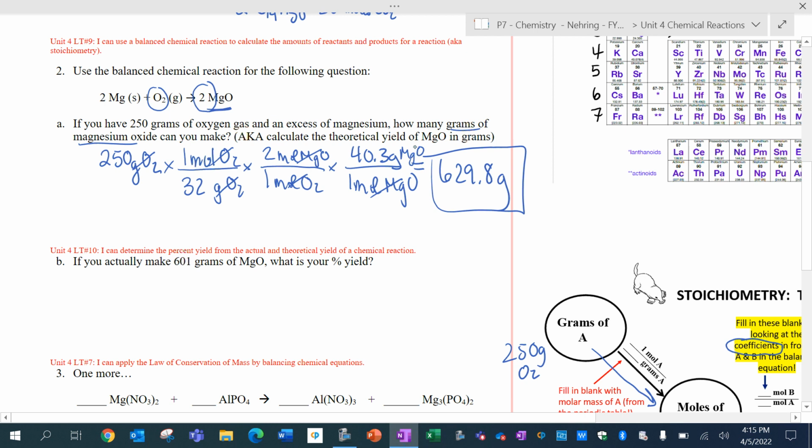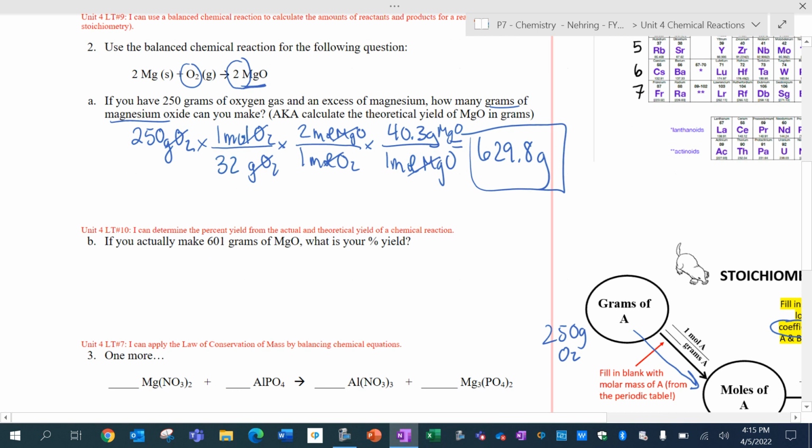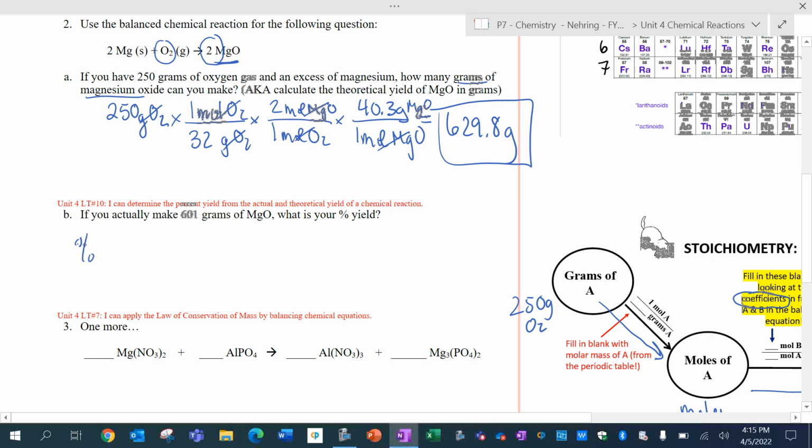So another learning target is this idea of percent yield. We've done 2 labs with percent yield. We did the Alka-Seltzer lab and the collecting copper lab. And the percent yield is what you actually got divided by what you theoretically should have gotten. What you actually got is what you collect in a lab and weigh.